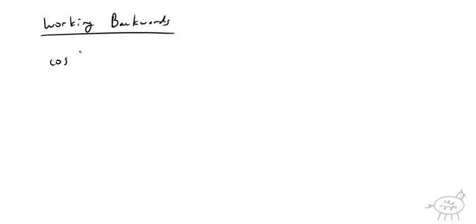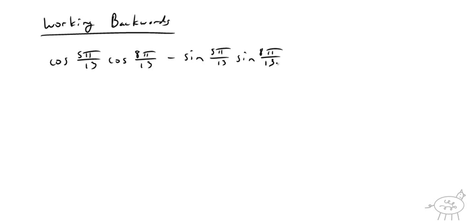So if I give you a problem like this, cosine of 5 pi over 13, cosine of 8 pi over 13, minus sine of 5 pi over 13, sine of 8 pi over 13. Brutal. You're looking at it going, oh my gosh, I have no idea, you never taught us 5 pi over 13, it's crazy. But what you need to do is recognize that this is cosine, it's a minus here, so it's cosine of a plus b.